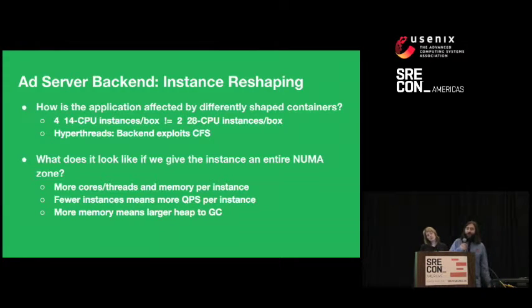So to avoid that, we decided to give each instance an entire NUMA zone worth of resources, so we'd run 2 on a box. This naturally resulted in a larger instance size than what we had on our shared infrastructure, but a net reduction in the number of instances to represent that same amount of CPU and memory. So for the same amount of aggregate traffic coming in, each instance is going to need to handle more QPS. Additionally, we'd also have a significantly larger Java heap to GC over.